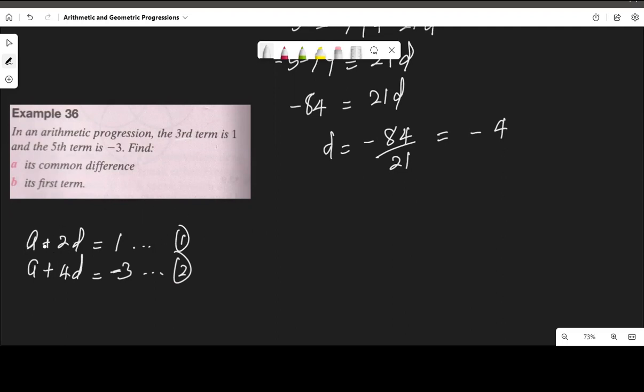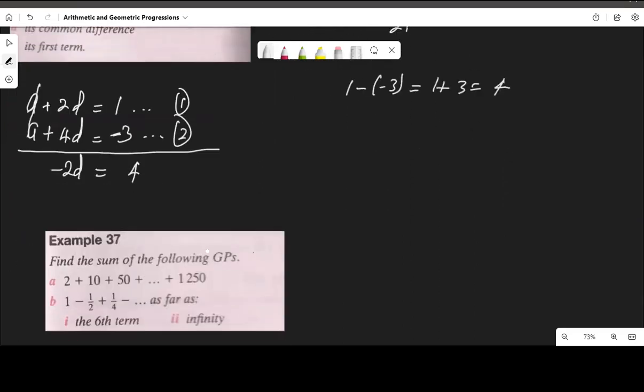So these two form a simultaneous equation. If I solve these two equations simultaneously, I'm using elimination. I am eliminating A by subtracting equation 2 from equation 1. A minus A is 0. Then 2D minus 4D is minus 2D equal to 1 minus minus 3. Look at the 1 minus, then minus 3. That will be 1 plus 3, which is 4. So I have 4 there, meaning D will be 4 divided by minus 2, which is minus 2.